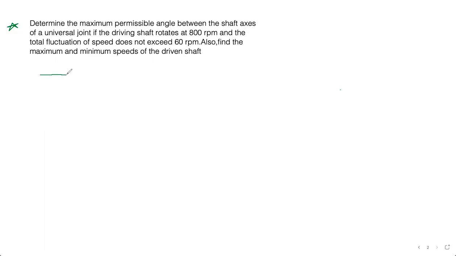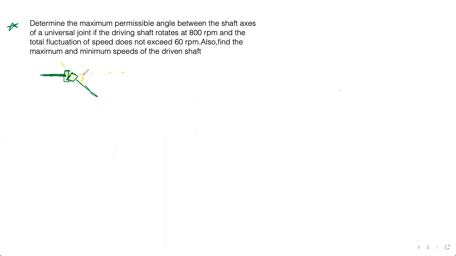Determine the maximum permissible angle between the shaft axis of a universal joint. Now, what is the meaning of this? You have an input shaft, which is the driver, and you have an output shaft, which is driven. Usually the driven shaft is like this, for example. So you have to find out the maximum permissible angle between the shaft axis. Where is the shaft axis?